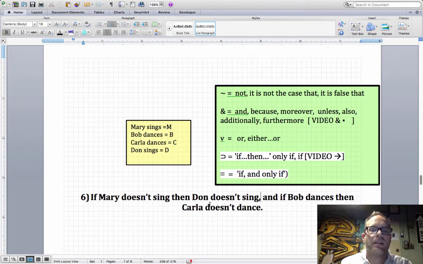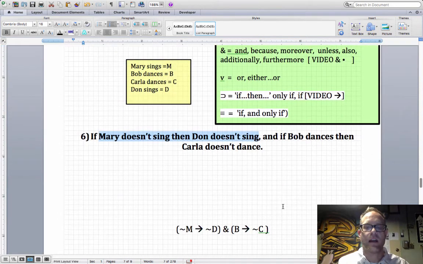And the antecedent of our conditional is going to itself be a conditional. So the first part of our conditional will itself be a conditional. Okay? So this would be not M implies not D, and if Bob dances, then Carla doesn't dance, B implies not C.